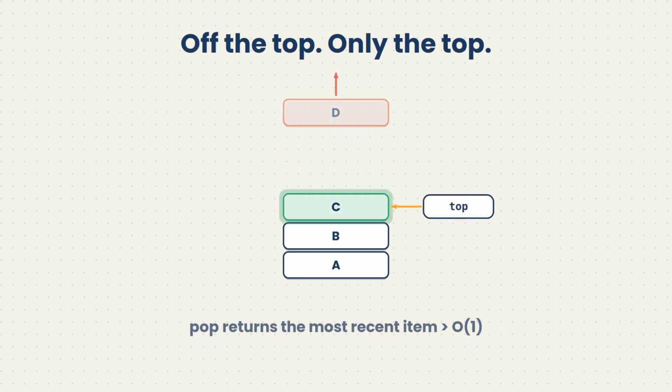Popping removes the item currently on top, the one you added most recently, and hands it back to you. The top marker drops down to the next item. Again, you only touch the top, so popping is also O of 1. Notice you can never pull something out of the middle of a stack. You must pop items off the top one at a time.